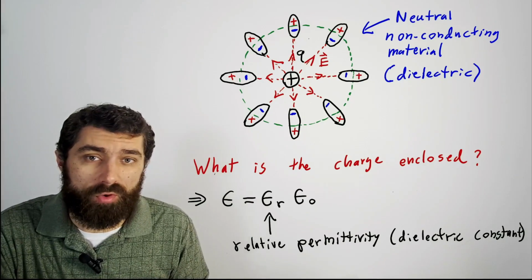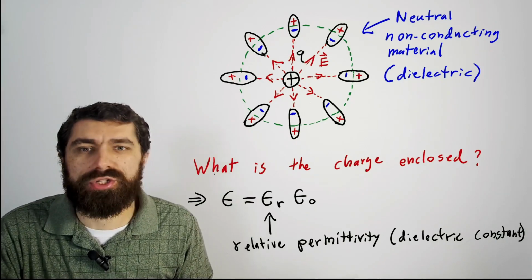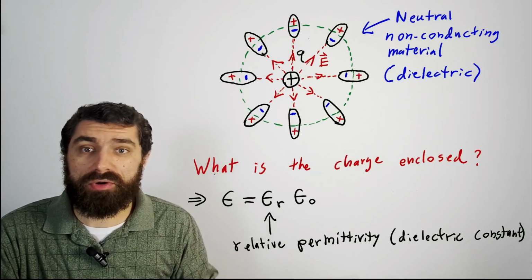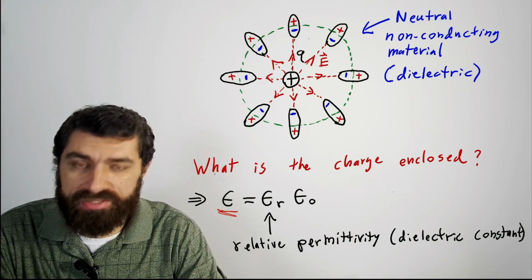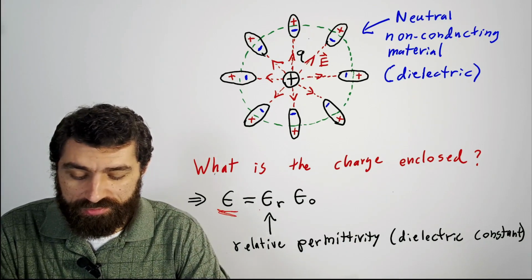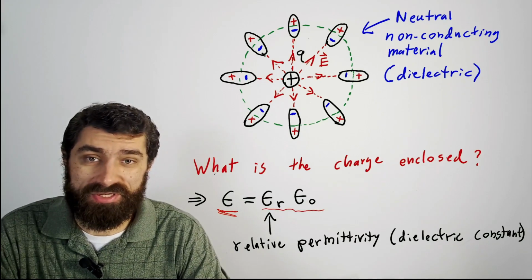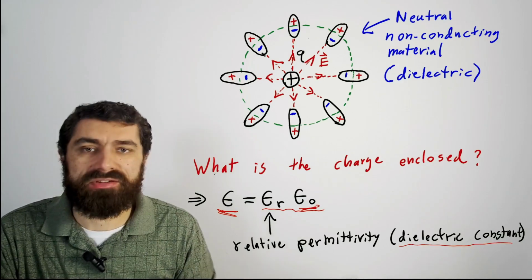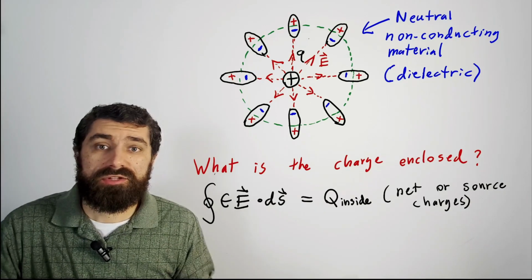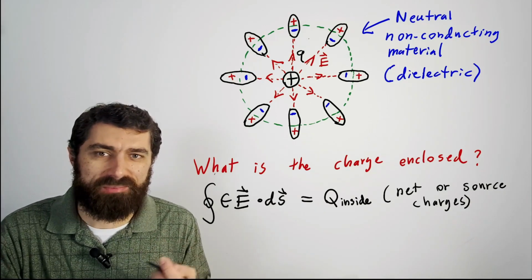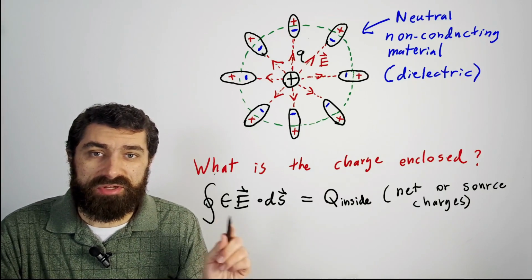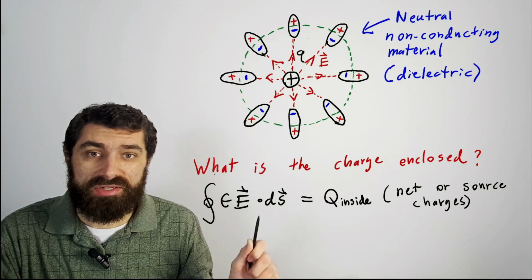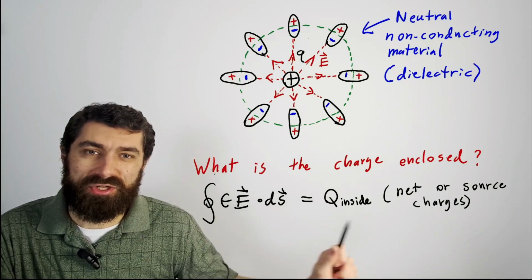So to account for this reduction in charge enclosed, we can redefine our permittivity from being epsilon 0 to a more general permittivity, and we can say that it's equal to epsilon r, or the relative permittivity, times epsilon 0. And this is otherwise known as the dielectric constant. So now, with that redefinition of epsilon, instead of epsilon 0, we do the integral of epsilon E, so epsilon in general, dot dS is equal to Q inside.